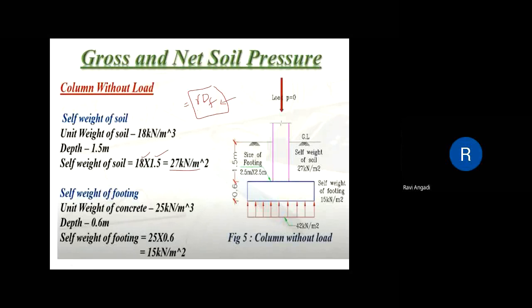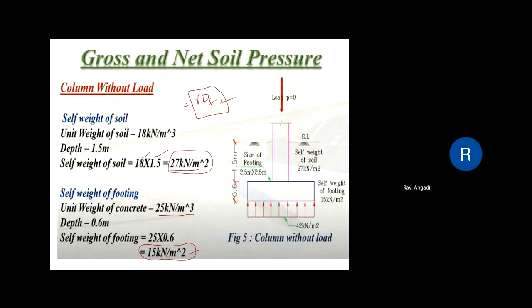Basic equation: the self weight of soil is to be calculated as gamma into depth of the footing or depth of the foundation. Then the self weight of the footing, how will you calculate? Again, the unit weight of the concrete is given here, the depth of footing is given, and that multiplied by the depth gives you the self weight of the footing. I hope it's clear to you all how these values have come.